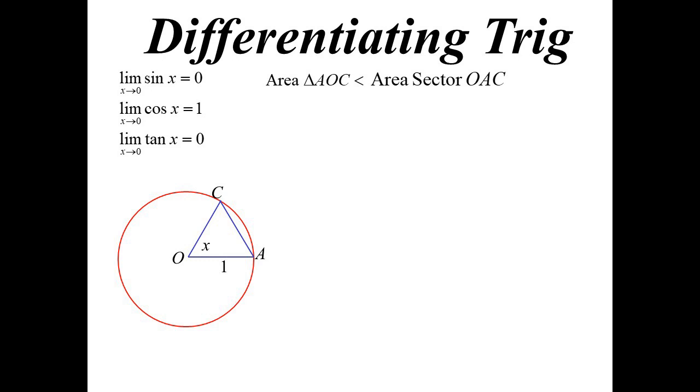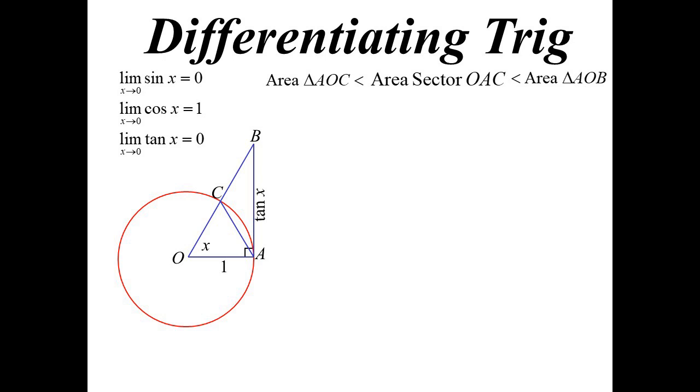I could create another triangle by drawing in a tangent. Okay? So we get a right angle triangle. I could work out using basic trig that the height of that triangle would be the tan of x. But the area of that triangle must be bigger than the area of the sector.